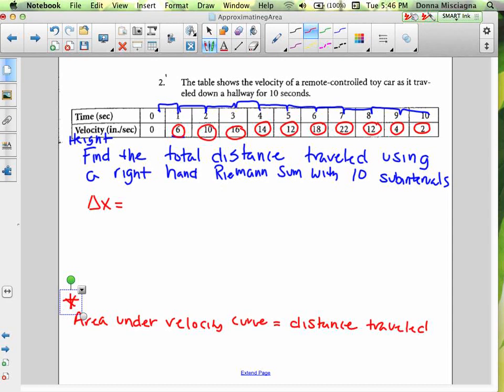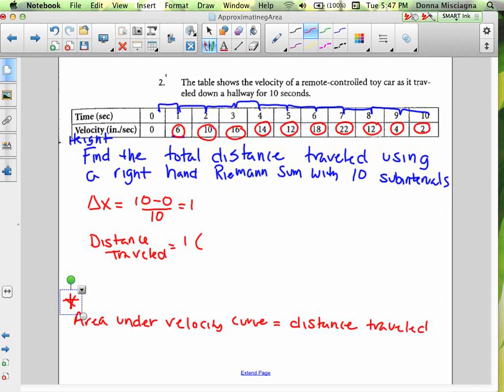So the change in x is just 10 minus 0 divided by 10 rectangles. You can see the 10 rectangles I drew in there, and that we're using 10 values. So the change in x is 1, no big deal. So we got a nice easy width there, and the distance traveled is going to be 1 times, and now we're going to sum up.